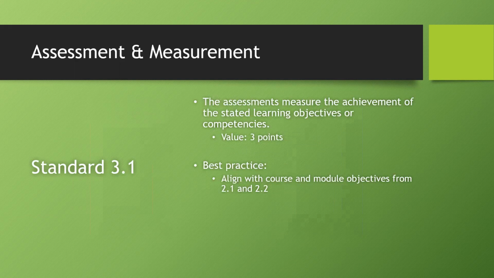Standard 3.1 says the assessments measure the achievement of the stated learning objectives or competencies. This is a 3-point value, and as you recall, 3-point values are essential to the course design. So what this means is that you want the assessments to align with the course and module objectives from standards 2.1 and standards 2.2. So you want to make sure that if you said in standard 2.2 that for a module objective that students will be able to describe the steps in whatever it is, then you have to have an assessment that allows the students to do that description.